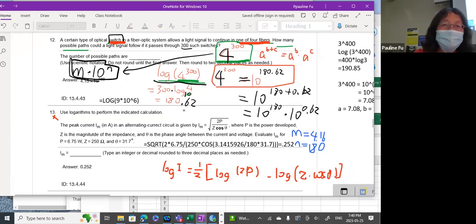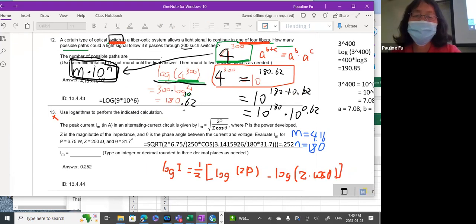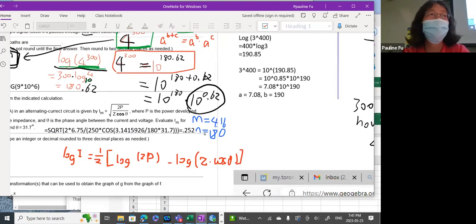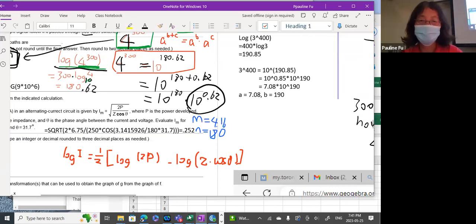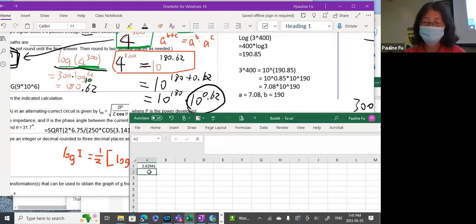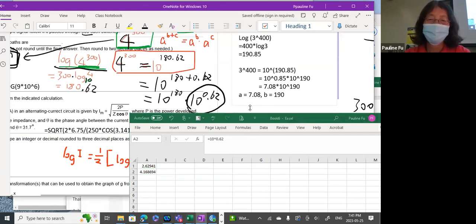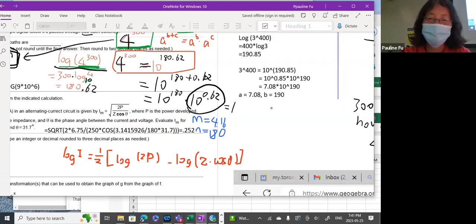So we are close to this format. Which format? The m times 10 raised to power n format. So 10 raised to power 0.62 is our m. So we need to figure out that number. So use Excel, 10 raised to power 0.62. Okay, this number equals 4.168. So this number, this equals 10 raised to power 180 times, what is that number again?